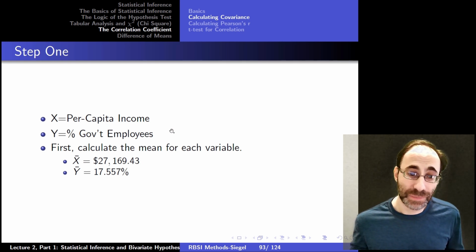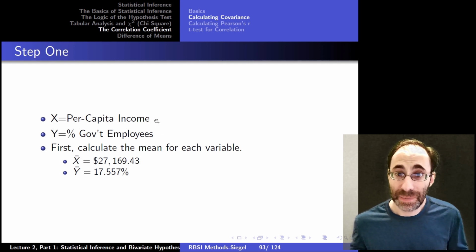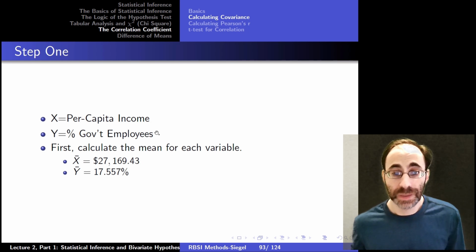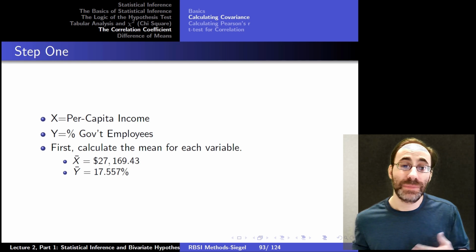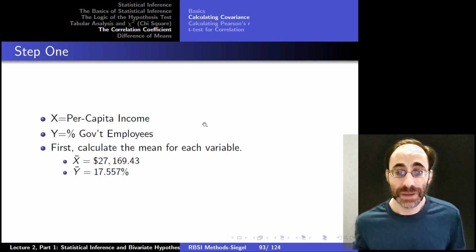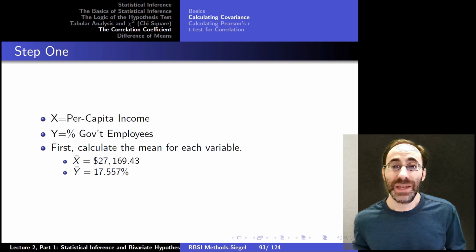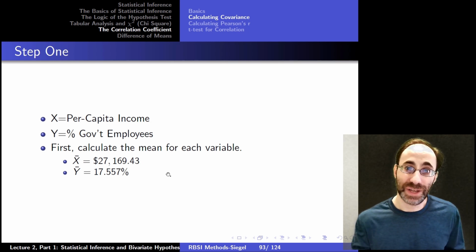That's our dependent variable. Our hypothesis says that as we decrease per capita income, we increase the percentage of government employees. Or you could say it as, I increase per capita income, I decrease percent government employees. So the first step here is to calculate the mean for each variable, because we can't take deviations until we have the means. So here are the means for the two different variables in the data from the previous slide.